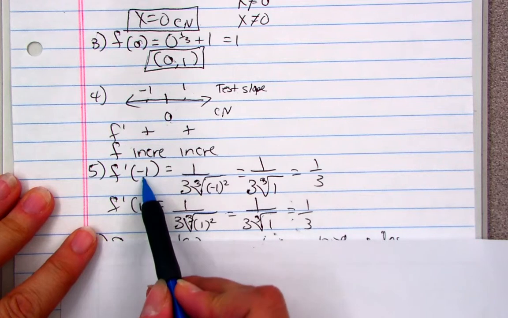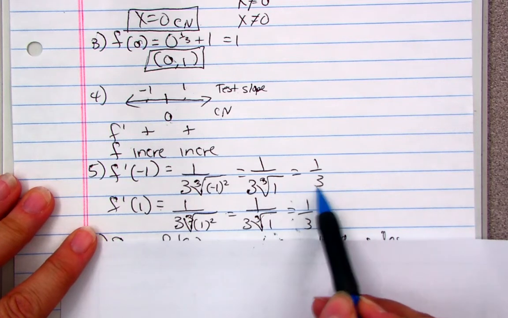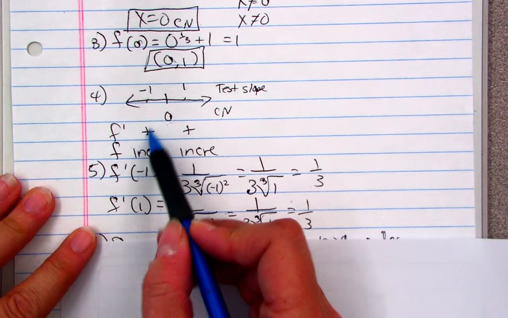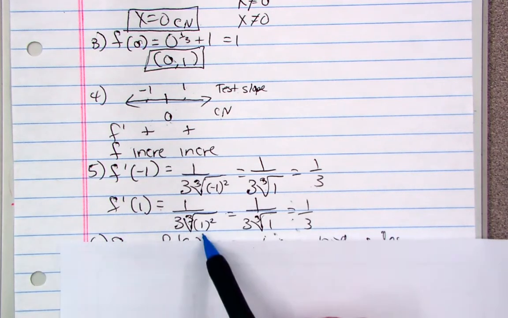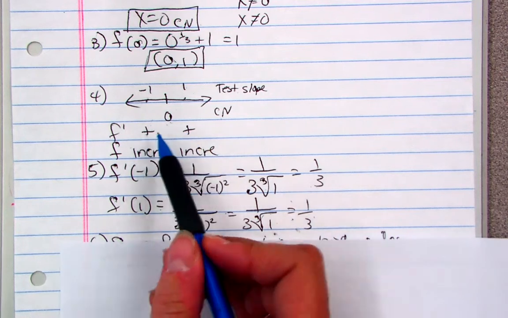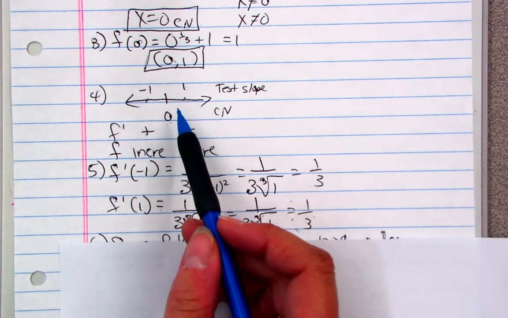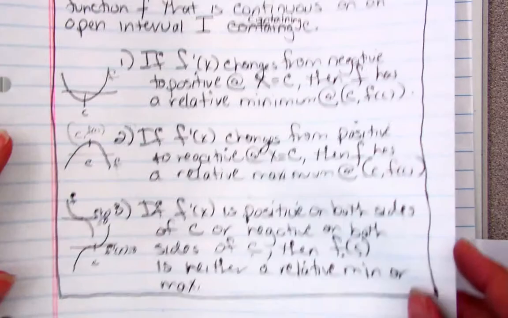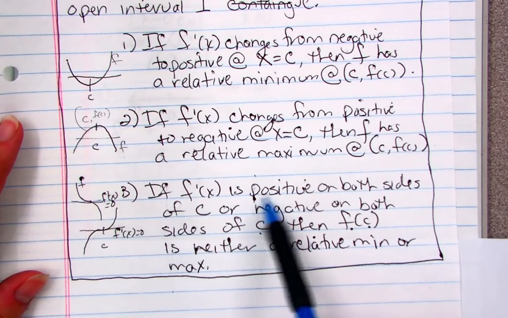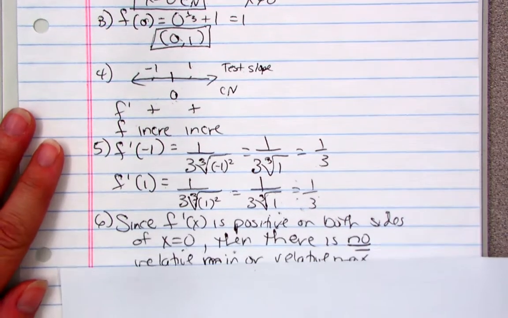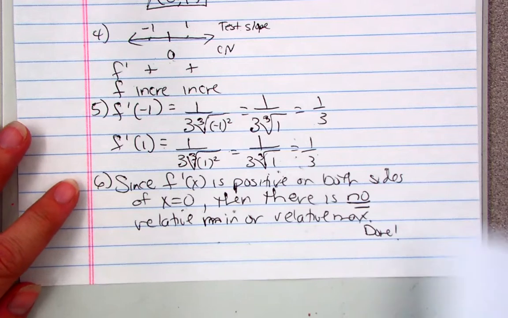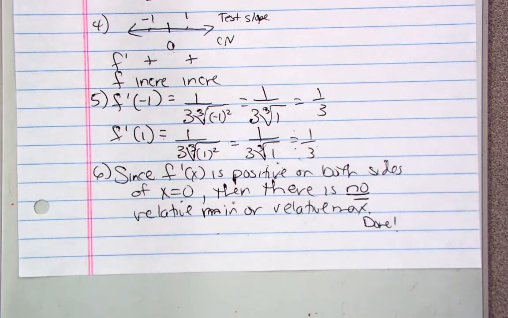I'm going to test out -1. I get 1/3. That's a positive answer. It's positive here. I'm going to put my test value of 1 into my first derivative. By putting in 1, I also get a positive output. So let me take my first derivative again. Look what it says: if f prime of x is positive on both sides, then f of c is neither a relative min nor a relative max. So I already know this conclusion. Since f prime of x is positive on both sides of x equals 0, there is no relative min and no relative max. Thank you.